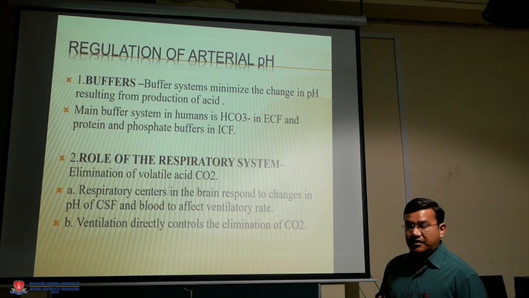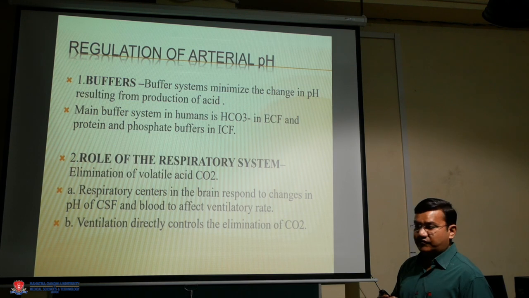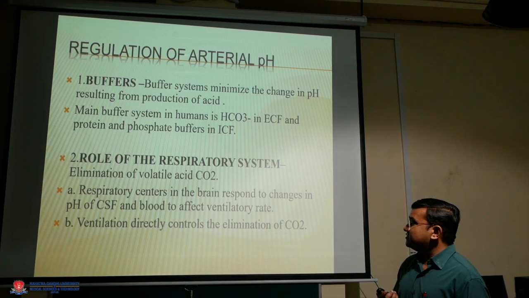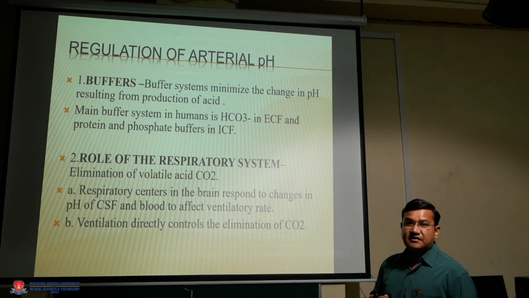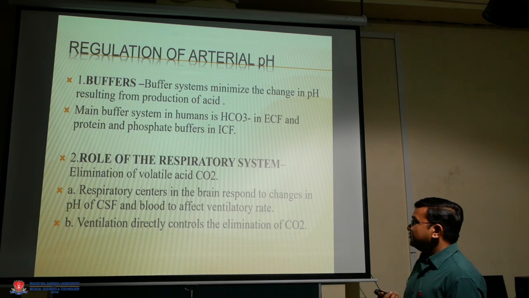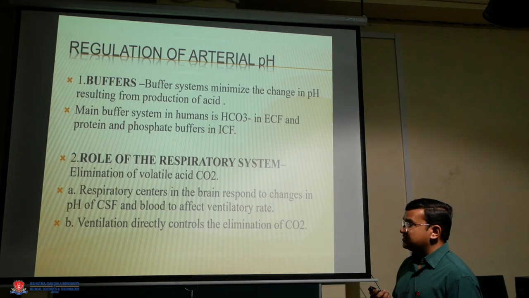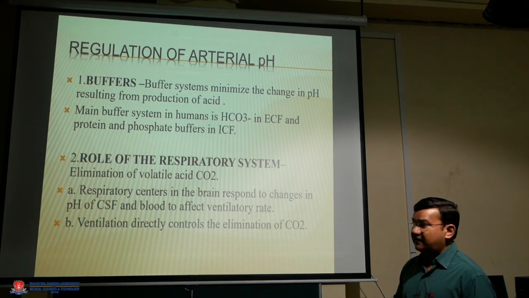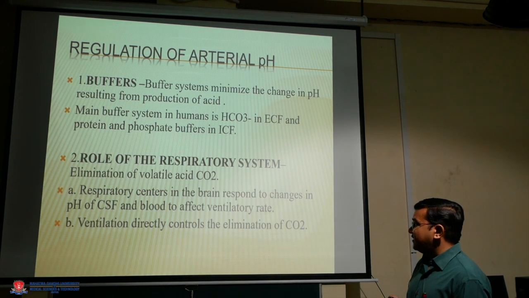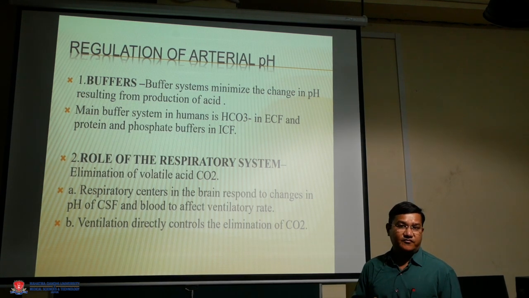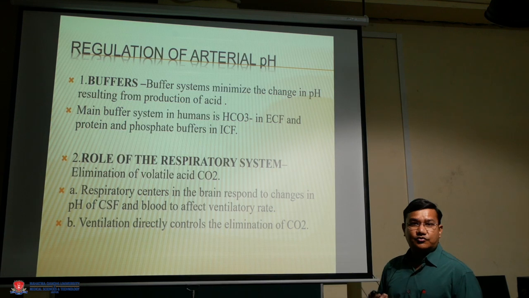The role of the respiratory system, which we can also call respiratory compensation, is the elimination of volatile acid, that is CO2. CO2 is a volatile acid which causes acidosis in the body. The respiratory centers in the brain respond to changes in the pH of CSF and blood to affect the ventilatory rate. So ventilation directly controls the elimination of CO2. It can cause hypoventilation or hyperventilation with respect to CO2 to control the pH.